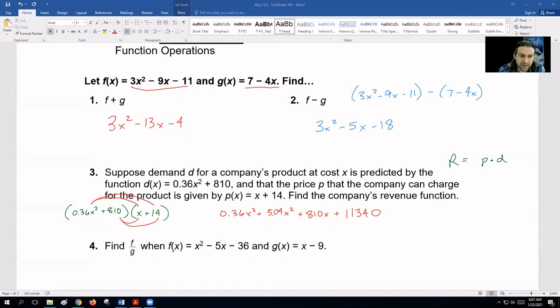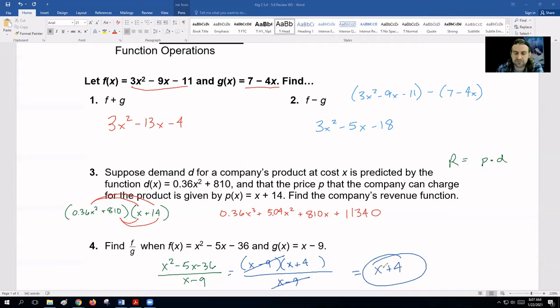Okay, last step here is find f of x divided by g of x. Well, f of x is x squared minus 5x minus 36, and then g of x is x minus 9. Now, if you put it down there, that's pretty good, but you might want to double check here. Can we factor this one out? What two numbers multiply together to give us -36 and add together to get -5? That would be an x minus 9 and an x plus 4. Now, if you were able to figure out that these x minus 9s would cancel each other out and put x plus 4, you are doing great.